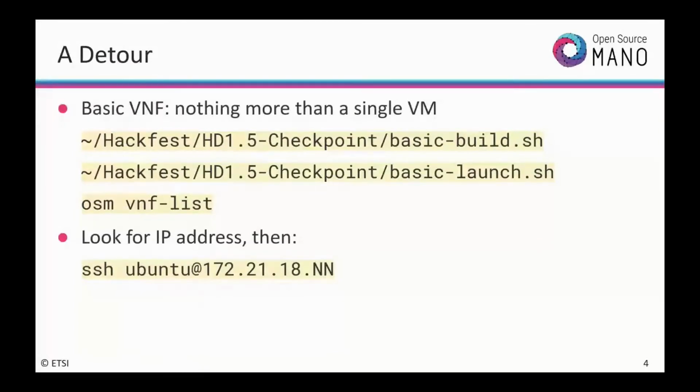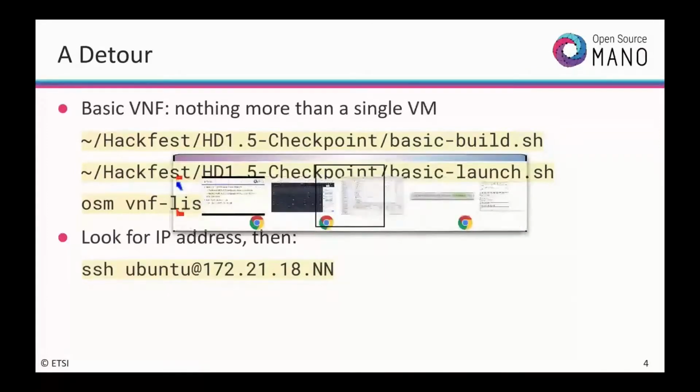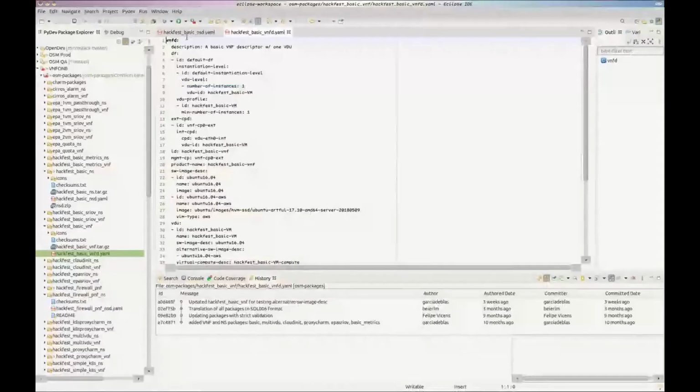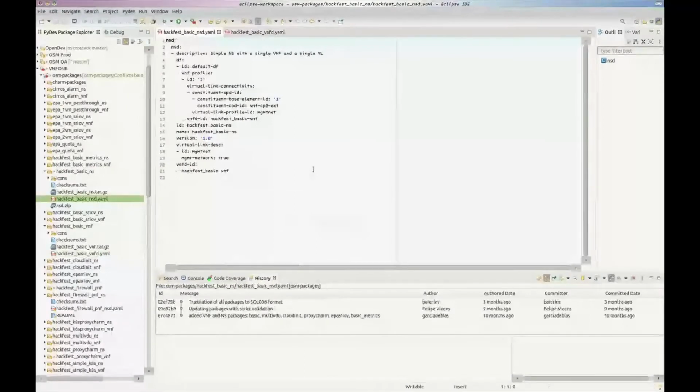So there are scripts in the 1.5 checkpoint where it builds the descriptor from source and launches the descriptor. And you'll be able to view it and be able to SSH to it. So I will do a quick review. This is our network service descriptor that we're going to be building and launching.